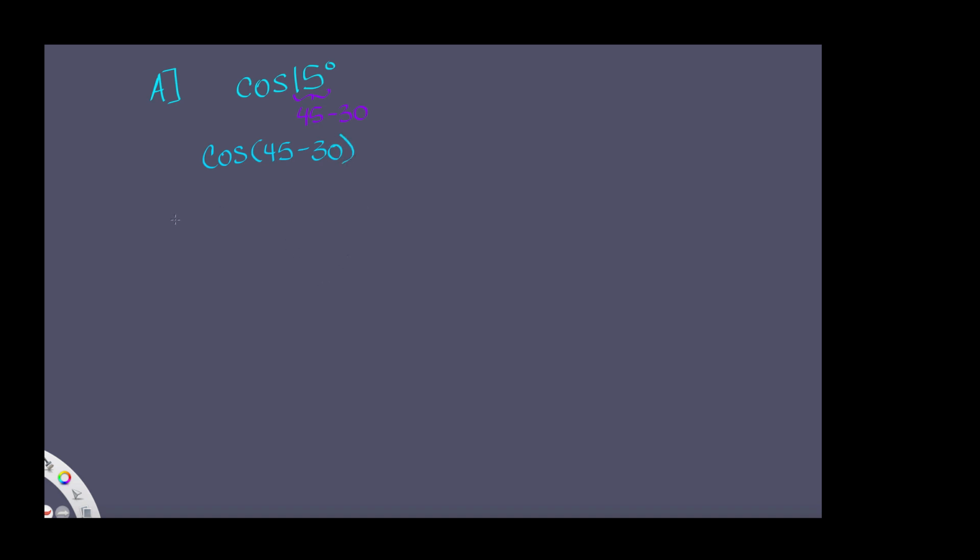All right, and we have a formula. If we look at our sum and difference formulas, this is the cosine of a difference. So that formula on our sheet says cosine of alpha minus beta is equal to cosine alpha cosine beta plus sine alpha sine beta.